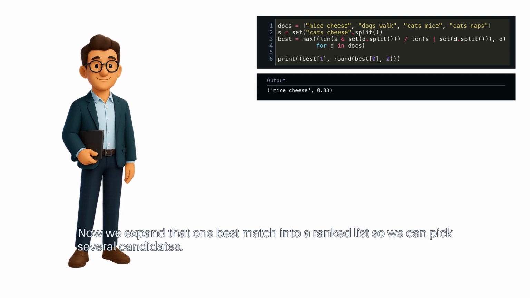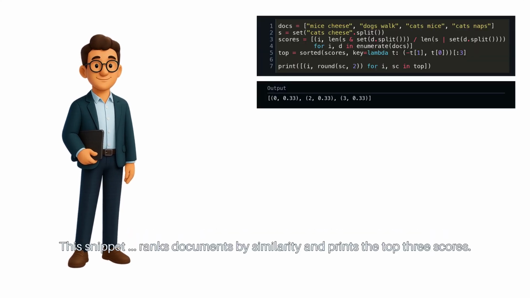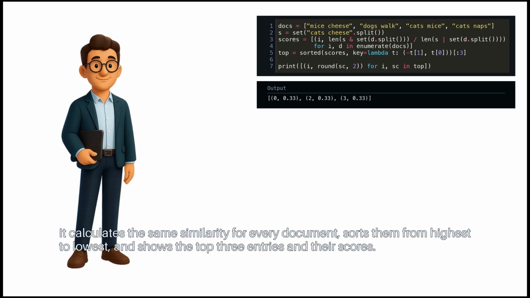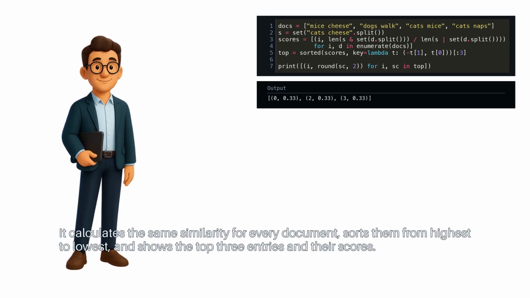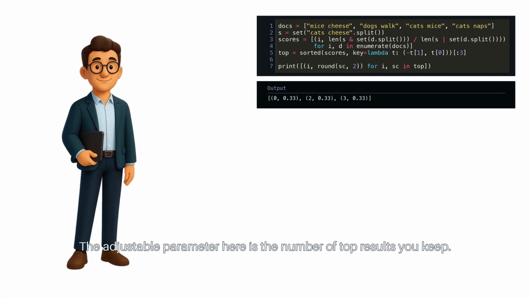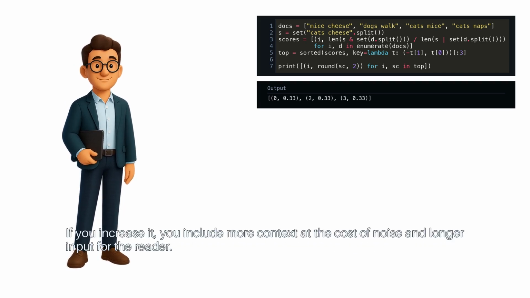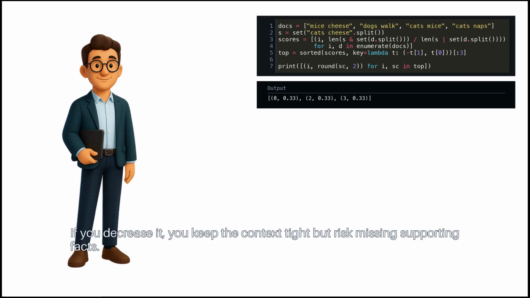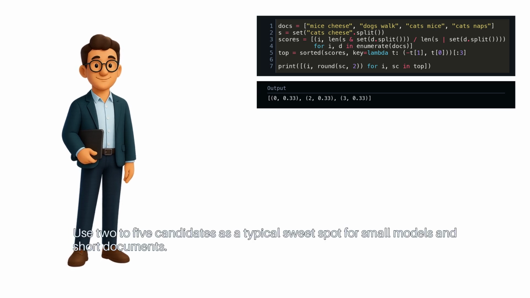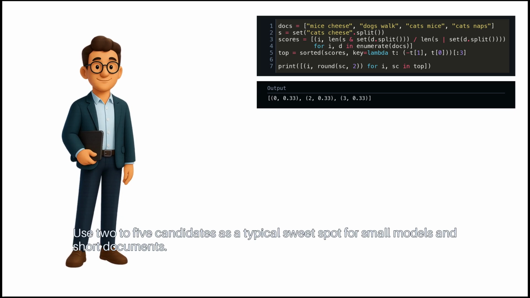Now we expand that one best match into a ranked list so we can pick several candidates. This snippet ranks documents by similarity and prints the top 3 scores. It calculates the same similarity for every document, sorts them from highest to lowest, and shows the top 3 entries and their scores. The adjustable parameter here is the number of top results you keep. If you increase it, you include more context at the cost of noise and longer input for the reader. If you decrease it, you keep the context tight, but risk missing supporting facts. Use 2 to 5 candidates as a typical sweet spot for small models and short documents.